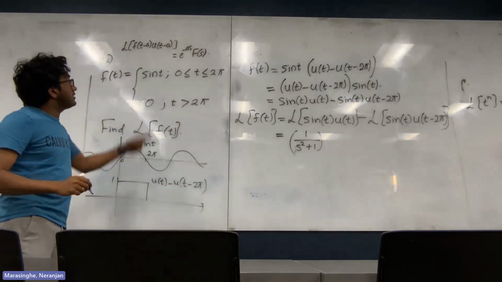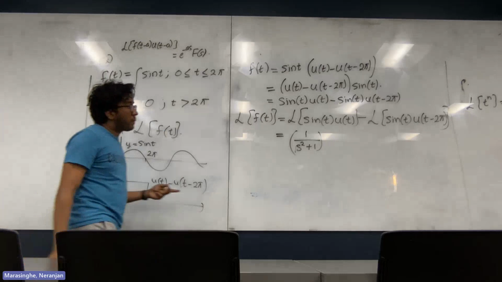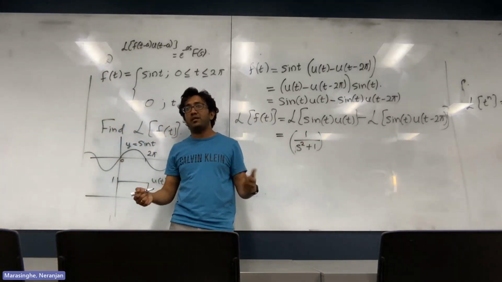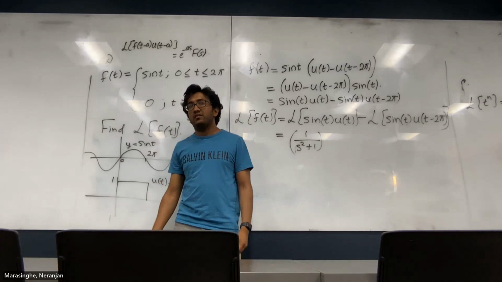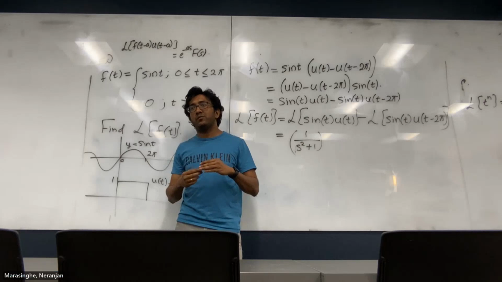Okay, that's what the second translation theorem says. But from trigonometry, what can you say about sine t and sine t minus 2 pi? They are going to be equal, right?